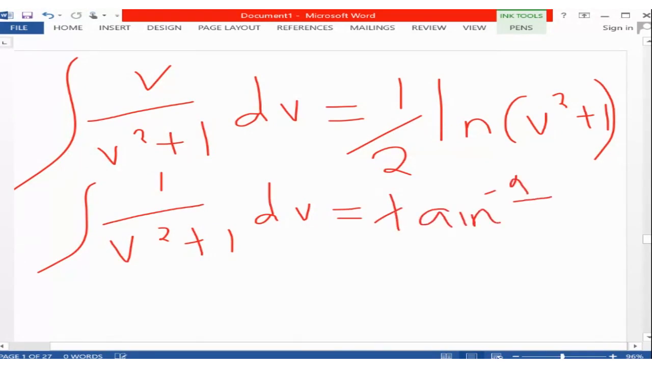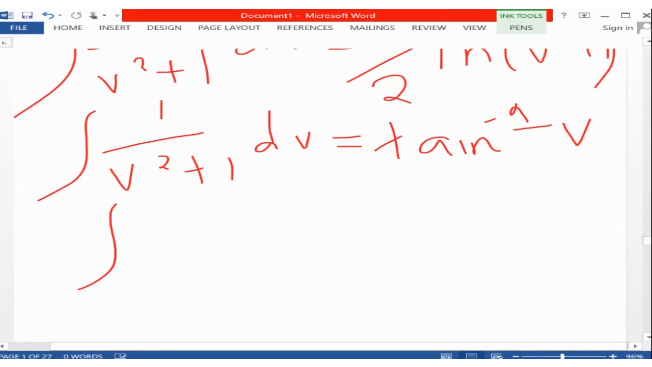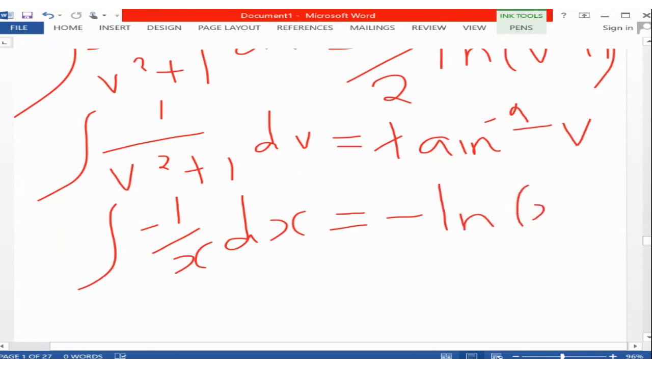And we had another term here, the integration of negative 1 over x dx. On the right hand side, you'll get negative ln x. So we have everything that we did now. So the final answer will be a half.